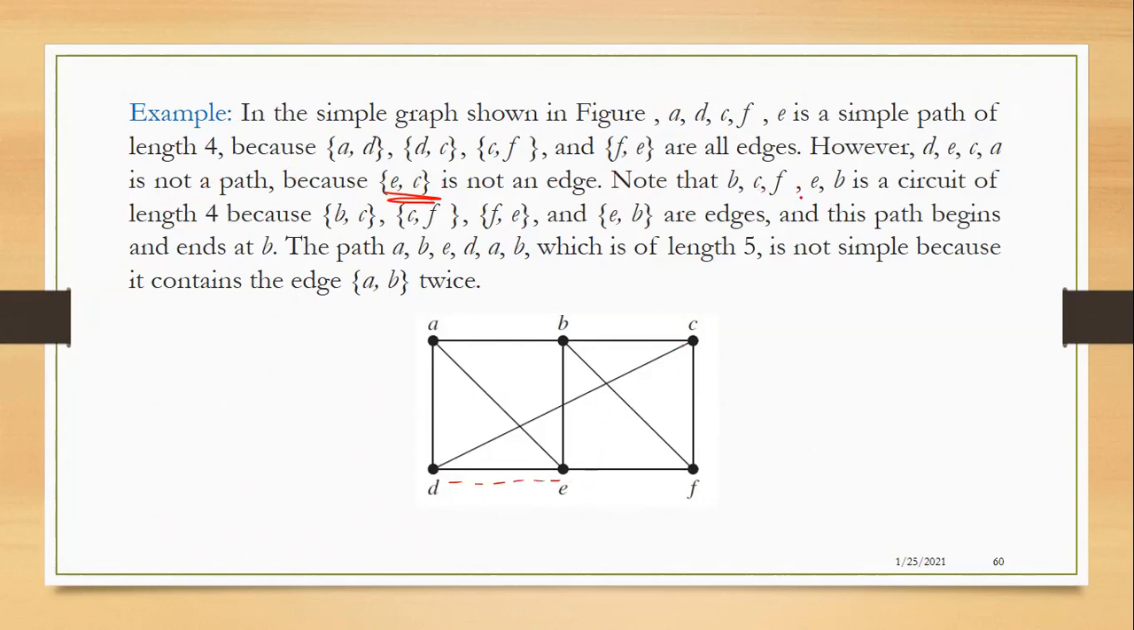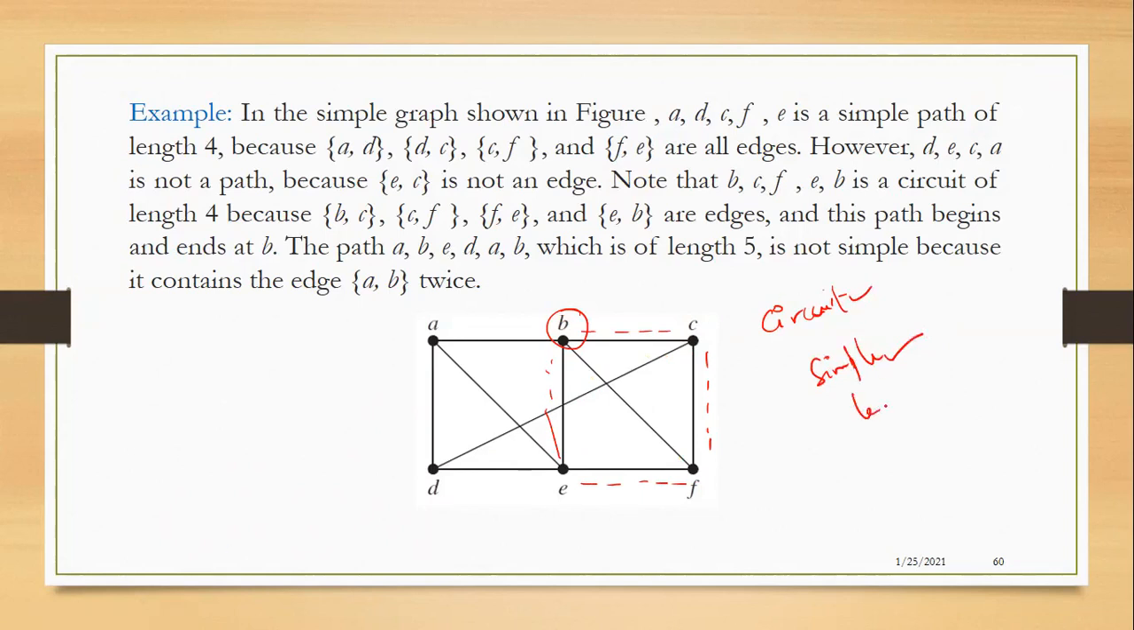Now after that, what about BCFED? Let's see that. From B to C, then C to F, then F to E and E to B. First and foremost, it is starting at B and ending at B. It is a circuit, and also it is not traversing any edge twice, so it is a simple circuit. It is a circuit and it is also simple.